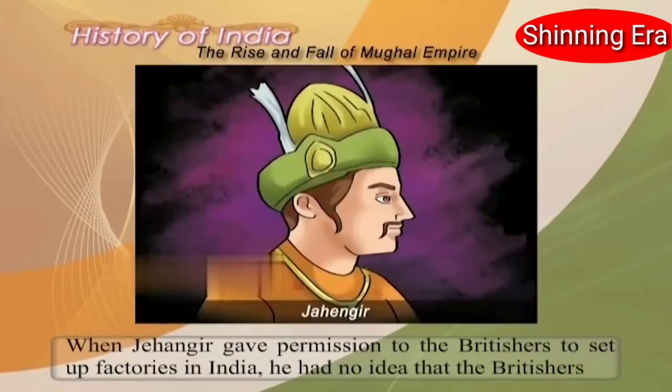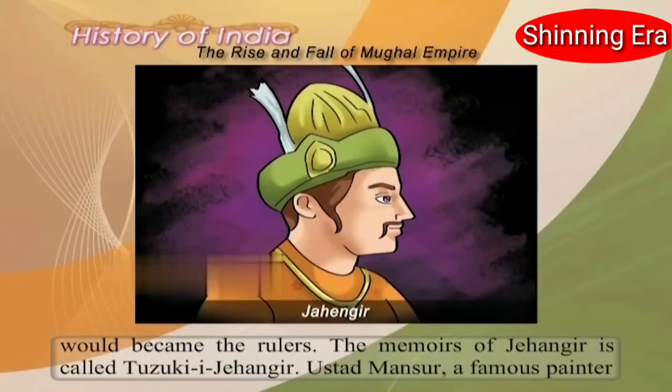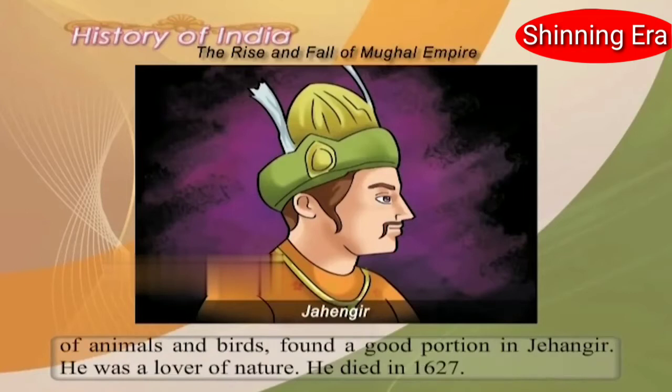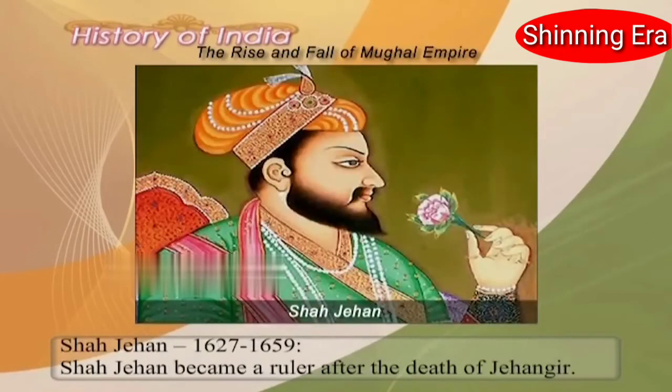When Jahangir gave permission to the Britishers to set up factories in India, he had no idea that the Britishers would become the rulers. The memoirs of Jahangir is called Tuzk-e-Jahangir. Ustad Mansur, a famous painter of animals and birds, found a good patron in Jahangir. He was a lover of nature. He died in 1627. Shah Jahan, 1627 to 1659.